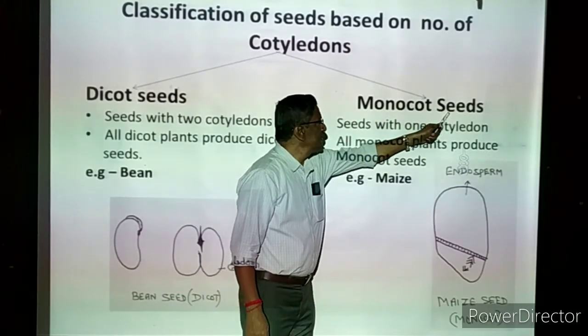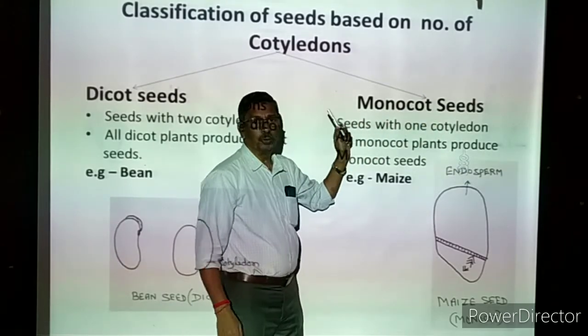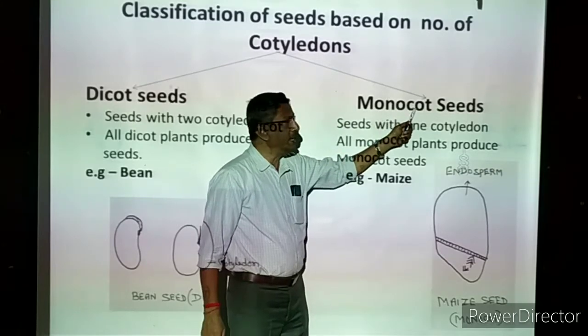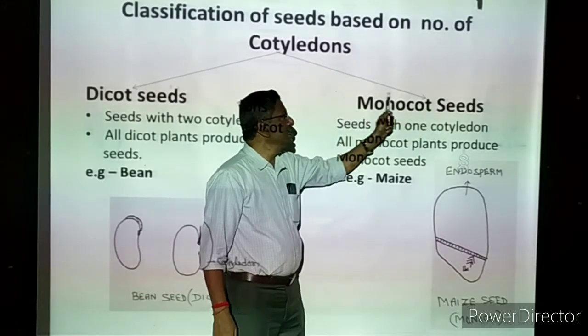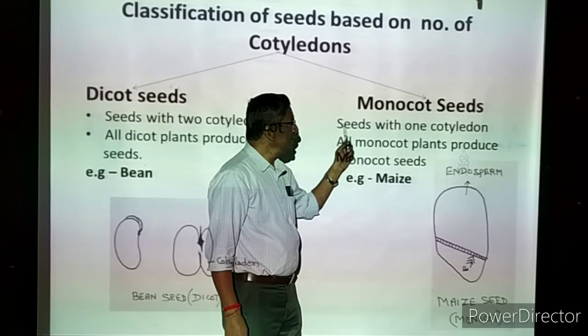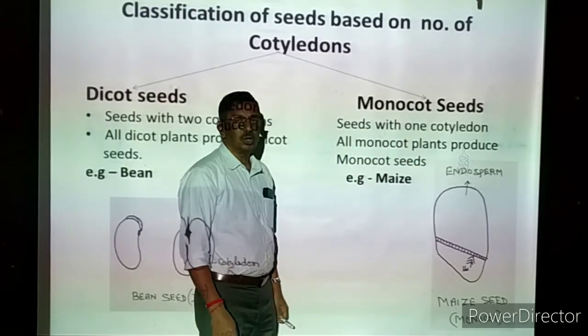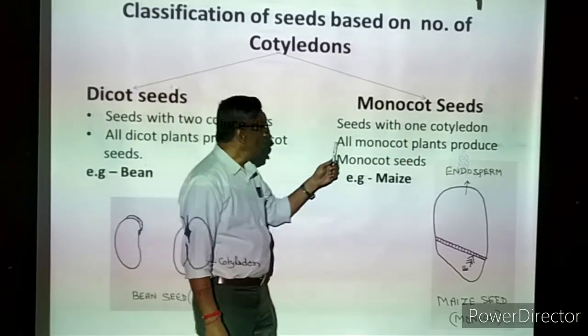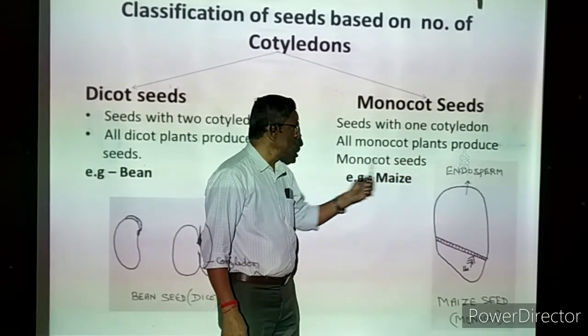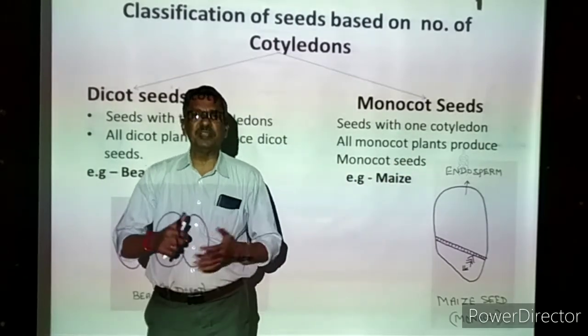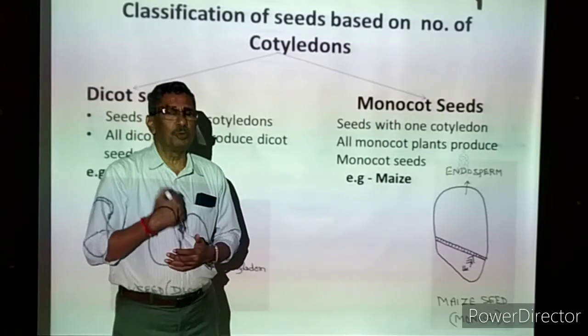Now these seeds are having mono. Mono means single cotyledon. These seeds are having a single cotyledon. Seeds with one cotyledon are called monocot seeds. All monocot plants produce monocot seeds. How can we say that the plant is a monocot plant?